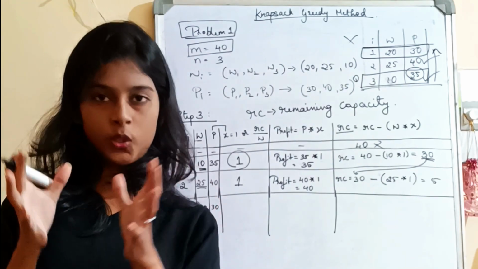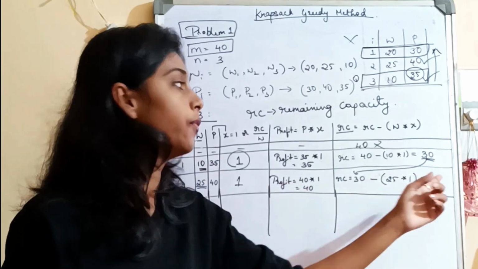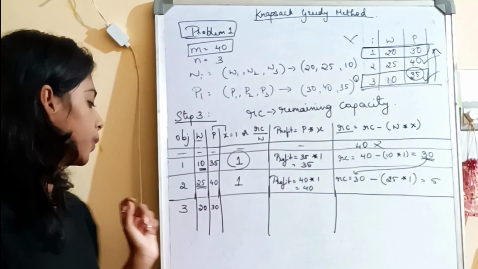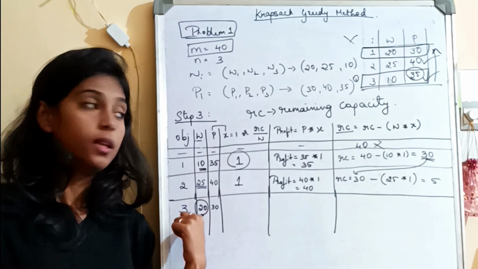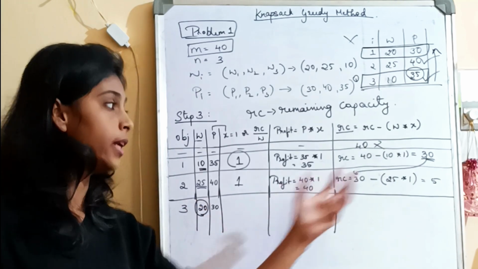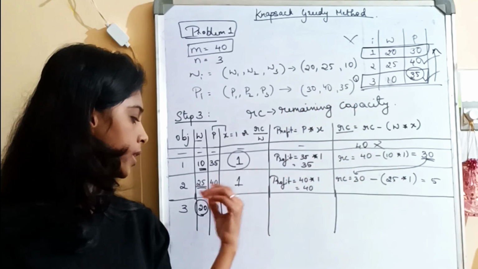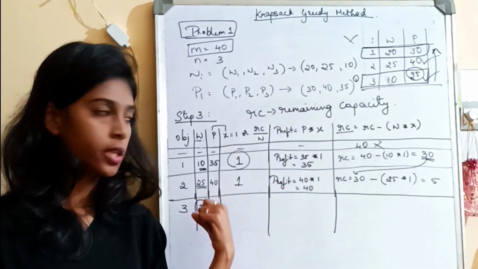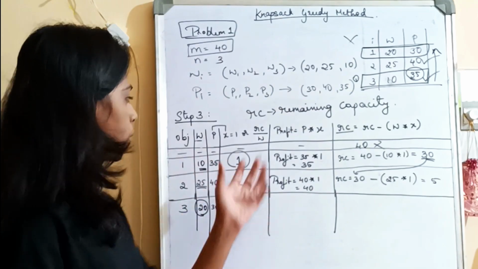Okay, now there is a twist. Now the sack capacity I have is 5, but the weight of my item or product is 20. Can I fill 20 kgs into a 5 kg capacity knapsack? No, I can't fill 20 kgs of item or object into the 5 kg capacity sack. So now there is a twist in this.